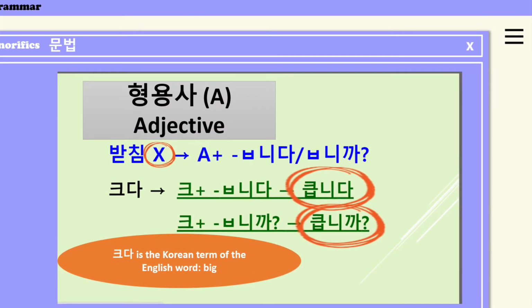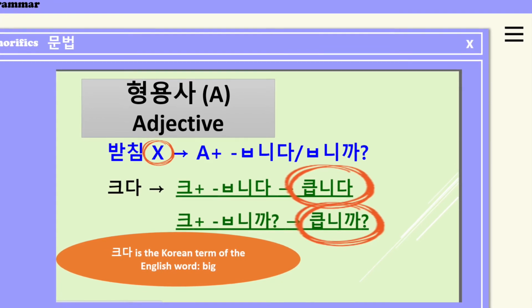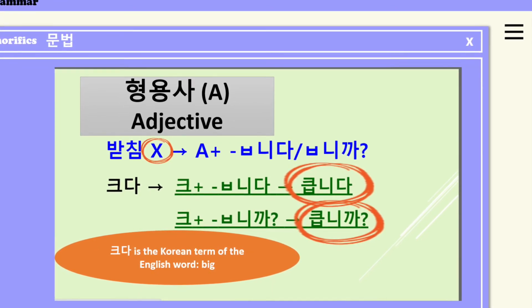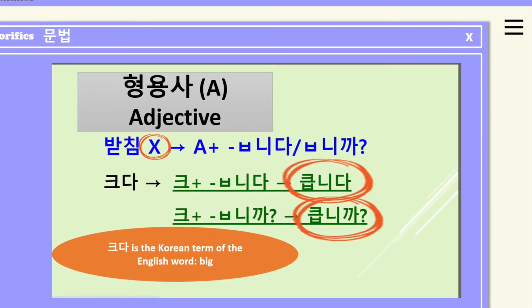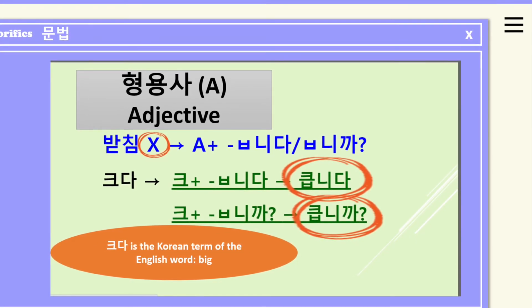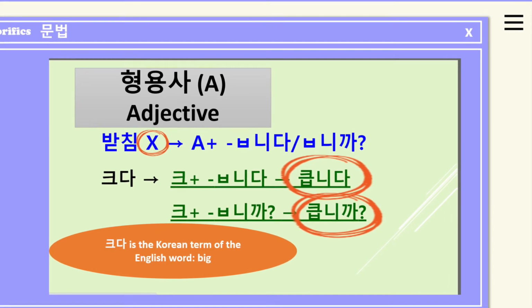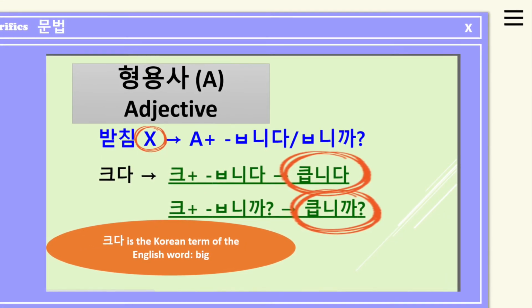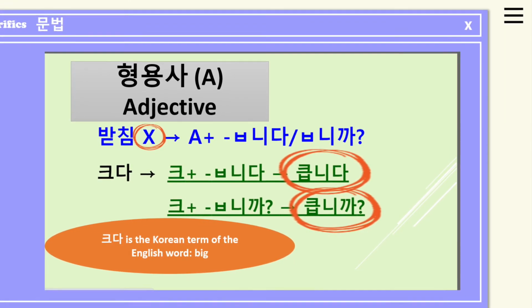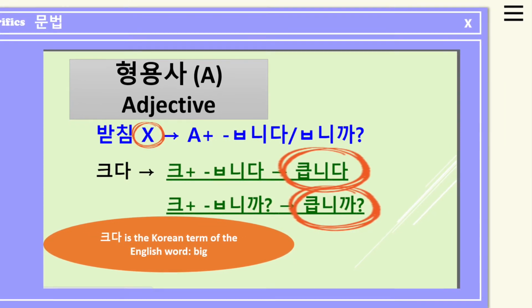크다 is the Korean term for the English word big. We normally hear it as 커요. 크다, it doesn't have a patchim, and we use ㅂ니다 or ㅂ니까 for question mark. So we say 큽니다. 큽니까? Is it big? It is big. 큽니다.